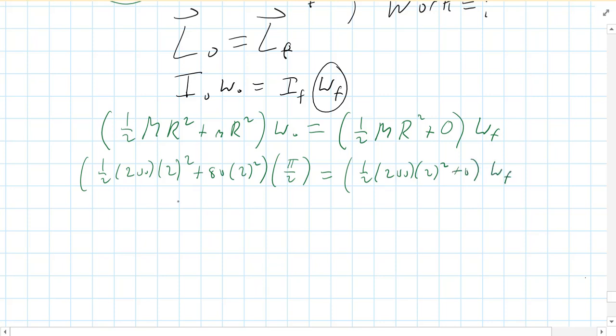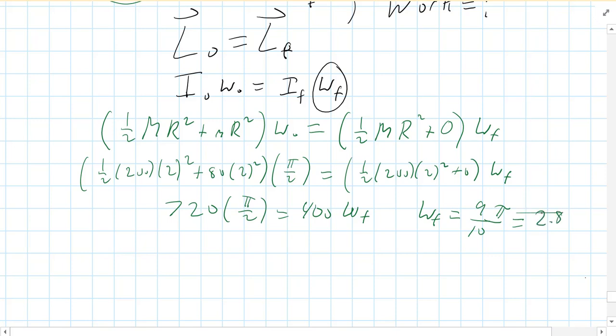If you work all this out, this ends up being 720 times pi over 2. This all works out to be an even 400 times omega final. If you solve that for omega final, in terms of pi, I get 9/10 of pi. Or if you wanted to write that out in decimal, I get about 2.83 radians per second. For the next part of this, I'm going to leave it in the pi form. But again, that's 2.83. So that's your final angular velocity.